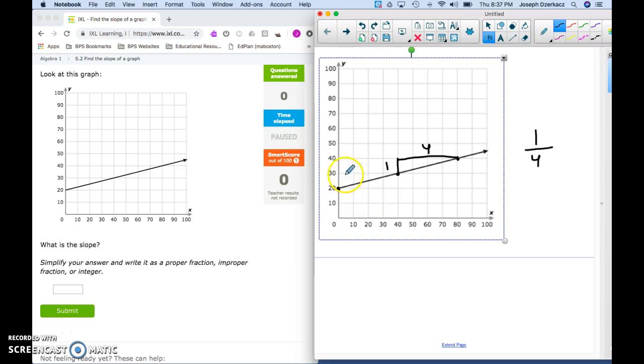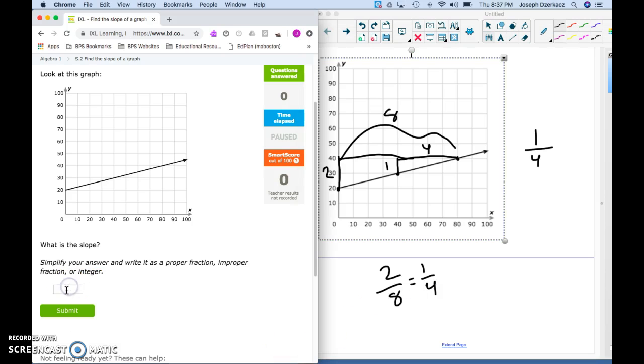Doesn't matter what 2 points you chose. Like if I chose this one and the one over there, I'd go up 2. And then I would go over to the right 8. So I could even say 2 over 8. And you know what? 2 over 8, that equals 1/4. So either way you do it, same answer. Let me type it in. 1/4.